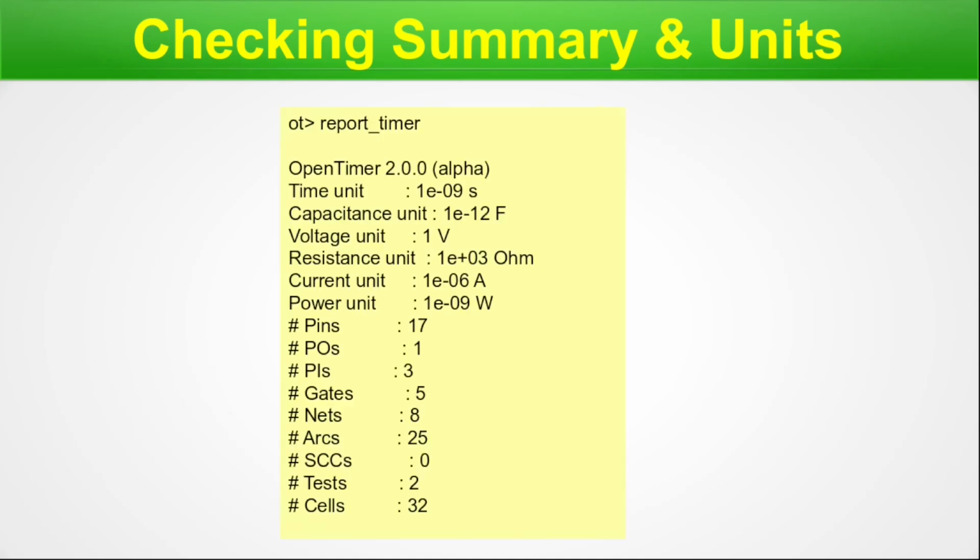Let's move on. Checking summary and units. So when you have a design, you want to have the different counts, right? What are the different counts of nets, gates, etc. This command, the report timer command, is how we get the gate or net count, the time summary, as well as the units, whatever units we are using.